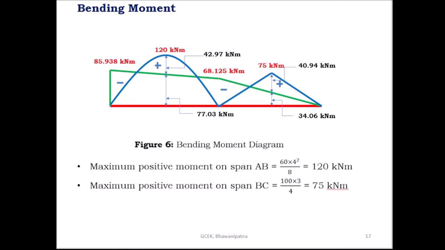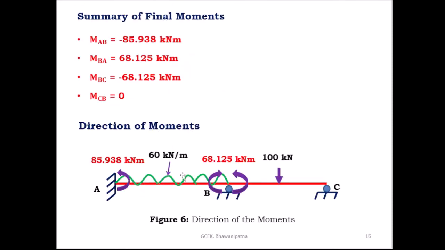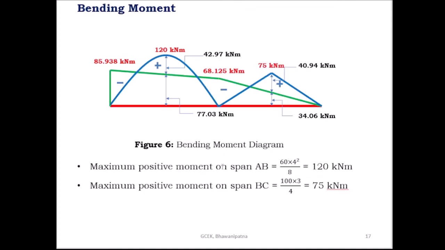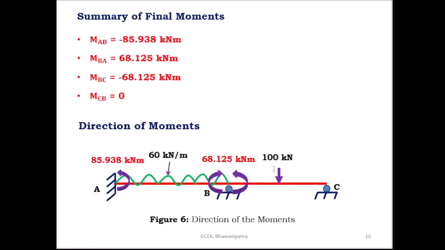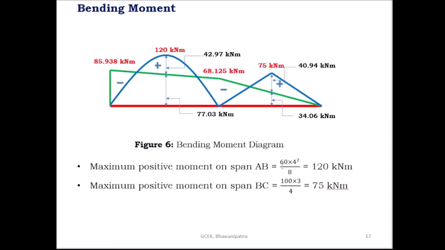Then you know what load is given on the beam. On the span AB, there is a 60 kilonewton per meter UDL throughout the span. So find out the maximum positive moment on the span AB. This is equal to W L square by 8. W is given 60 kilonewton per meter and L is given 4 meter. So 60 into 4 square by 8 is equal to 120 kilonewton meter.